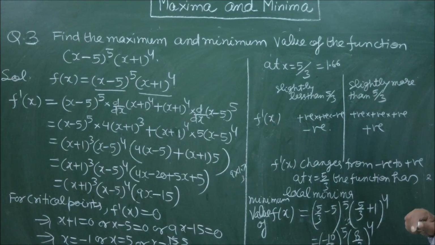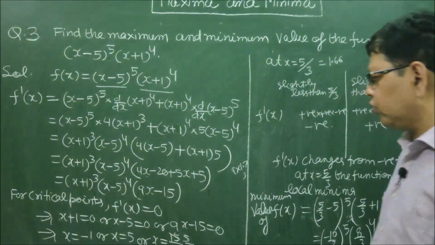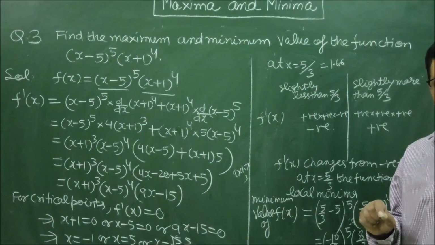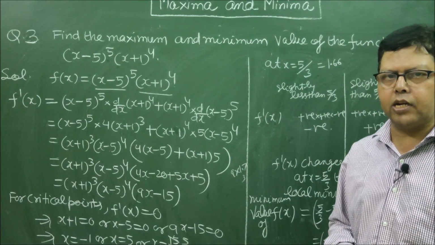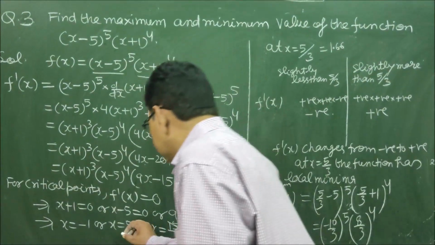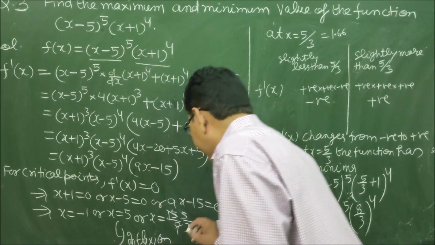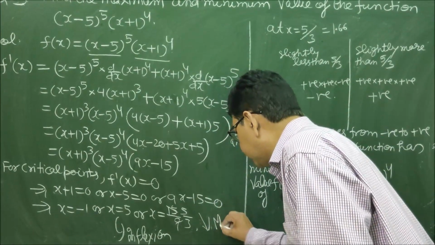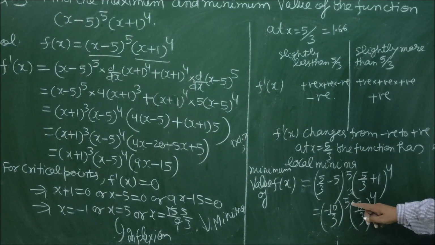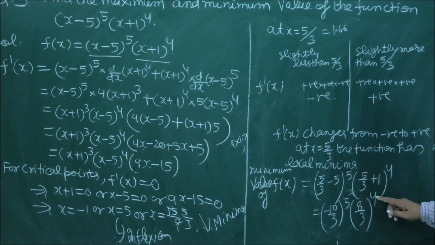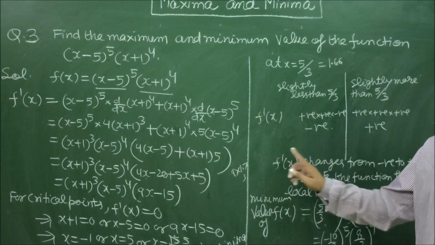So we can conclude that the given function has maxima at x is equal to minus 1 and the maximum value is 0. At x is equal to 5, it has neither maxima nor minima, that is a point of inflection. At x is equal to 5 upon 3, the given function has minima, and the minimum value is minus 10 upon 3 raised to the power 5 and 8 upon 3 raised to the power 4. So this is the complete solution of question number 3.